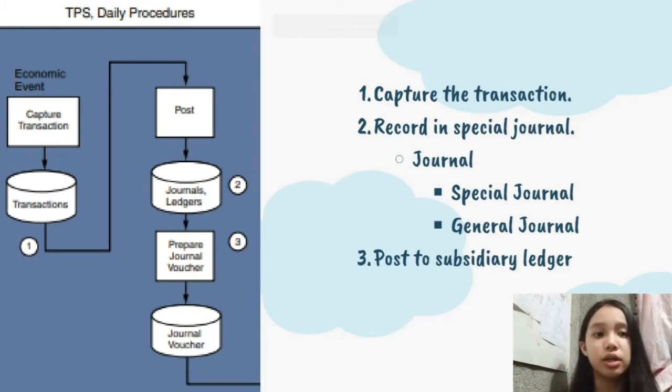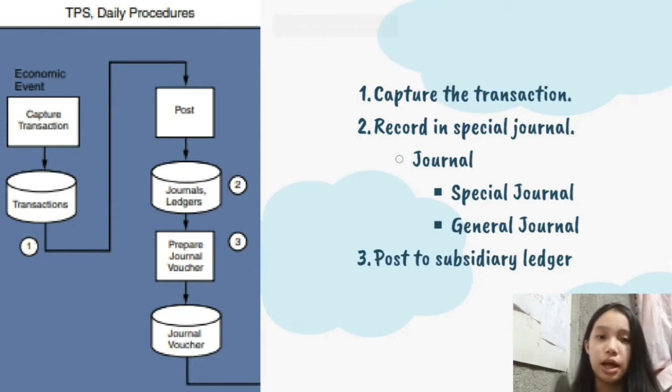Let's start with the transaction processing system part. First is to capture the transactions. In this step, we are collecting transactions, then putting them into the appropriate transaction file. Second step, we're going to record them in a special journal. Dito, we have two journals, the special journal and the general journal.